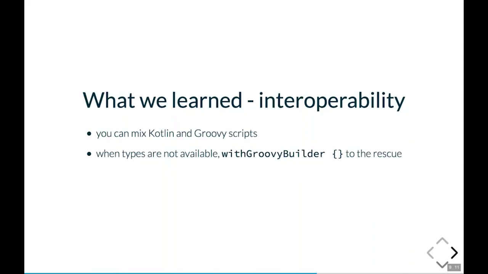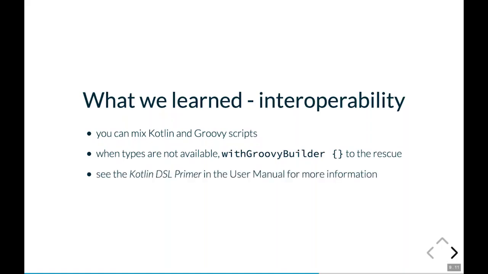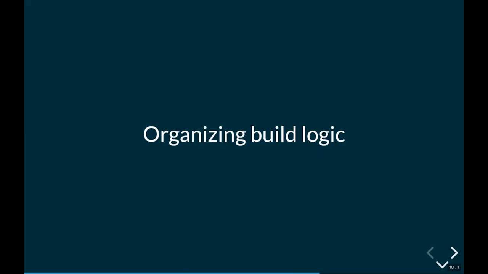Yes. So we also learned that when the types are not available, for whatever reason, in this case because they were coming from a class loader with a class path that was isolated from my build script, we can use withGroovyBuilder. And we have other facilities in the Kotlin DSL. You should refer to the Kotlin DSL primer in the user manual, where we describe all the different ways you can interoperate with Groovy from Kotlin.